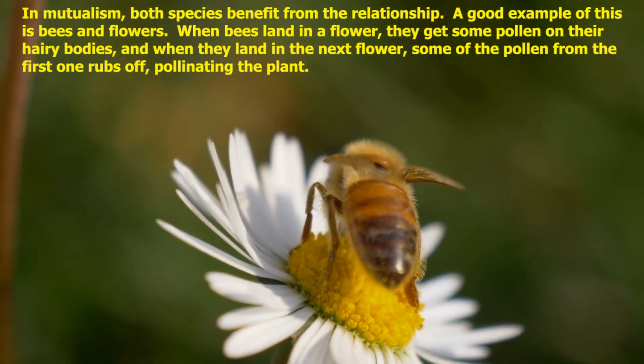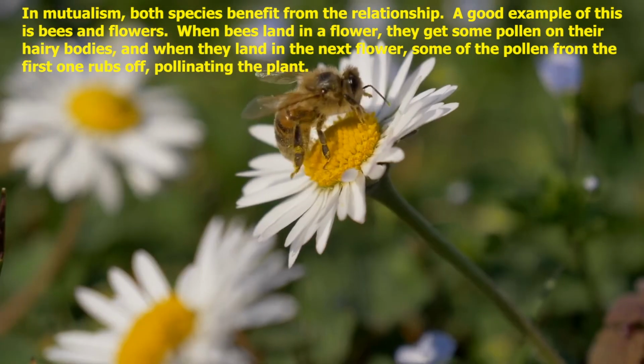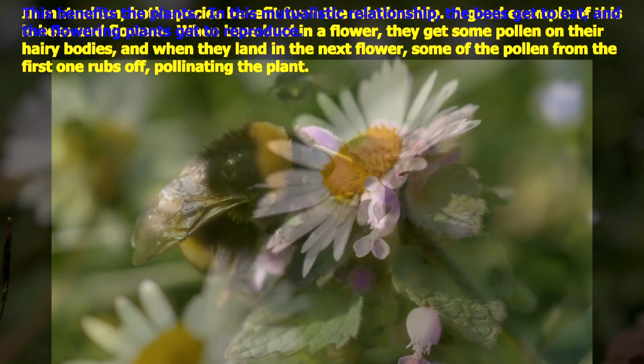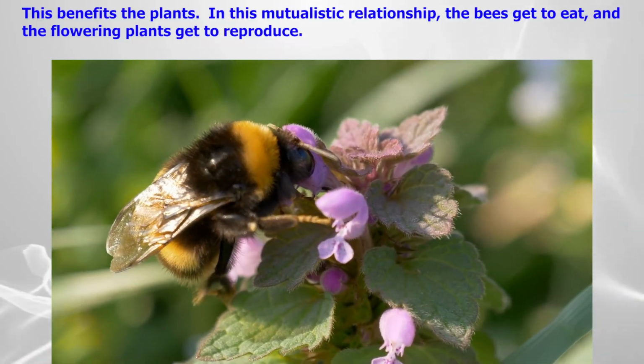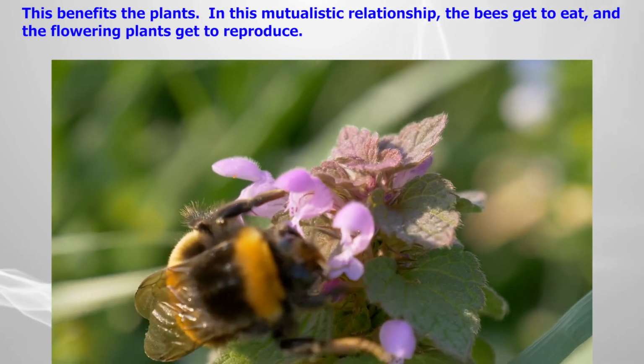When bees land in a flower, they get some pollen on their hairy bodies, and when they land in the next flower, some of the pollen from the first one rubs off, pollinating the plant. This benefits the plants. In this mutualistic relationship, the bees get to eat and the flowering plants get to reproduce.